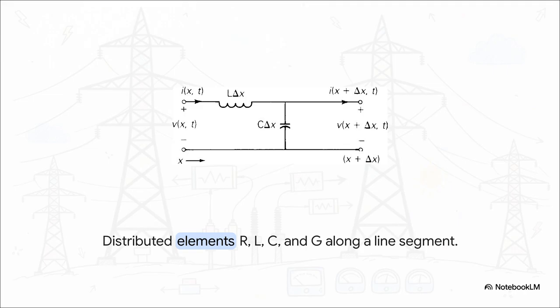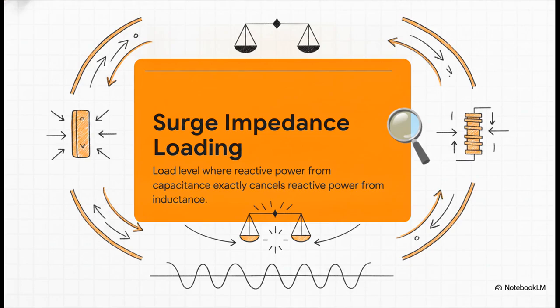Because these 4 parameters repeat infinitely across hundreds of kilometers, simple circuit algebra totally breaks down. You absolutely need a wave equation to describe this precisely. Now, this interplay between the distributed capacitance and inductance creates what is basically a line's natural sweet spot. We call this surge impedance loading, or SIL. Let's break that down because it's a real game changer.